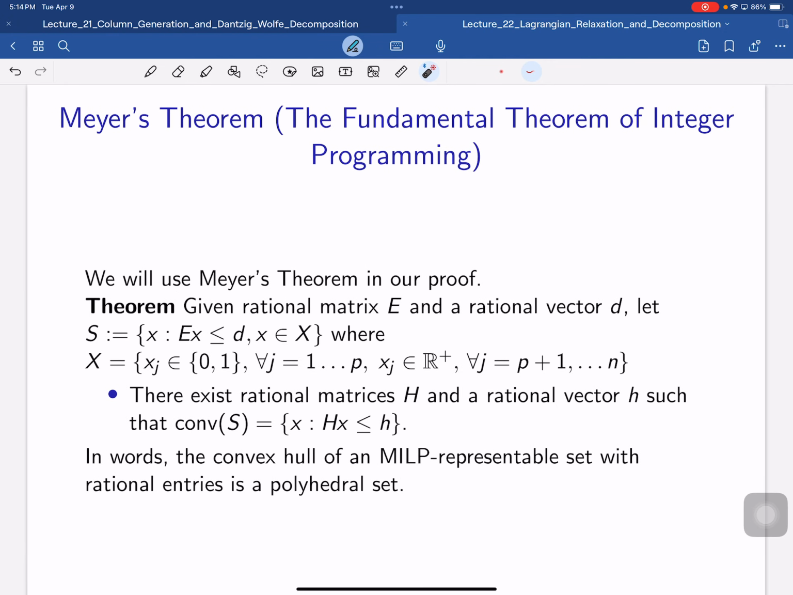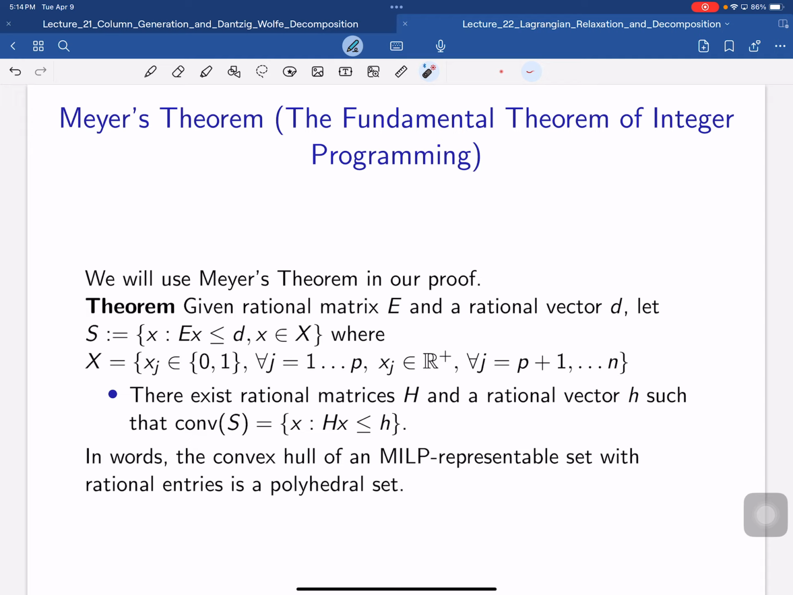Okay, so to prove this theorem, you need a couple of things. First is Meyer's theorem, right? If you want to remember a theorem in integer programming, this is one of the things. It's just like the Minkowski theorem in linear programming. You should remember Meyer's theorem as a theorem in integer programming.